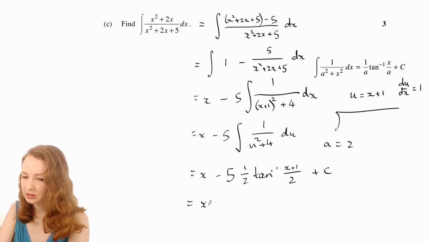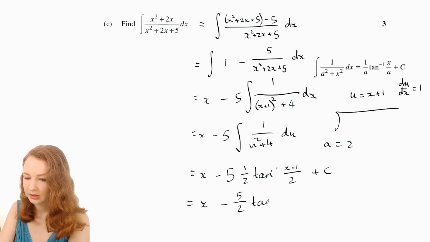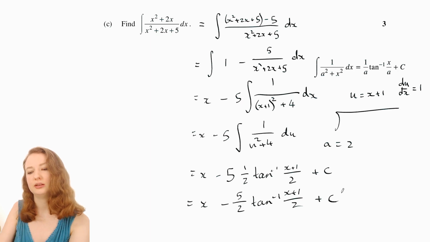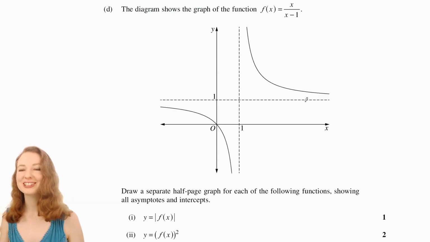Okay, so we're pretty much done. I'll just make that into 5 on 2 arctan x plus 1 on 2 plus c. And that's it. Part D.